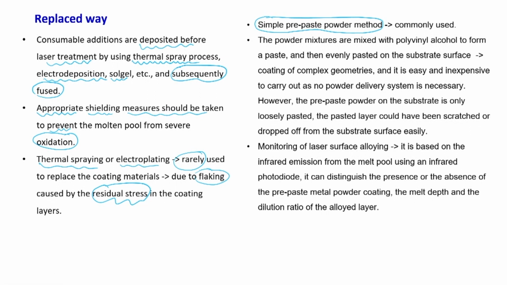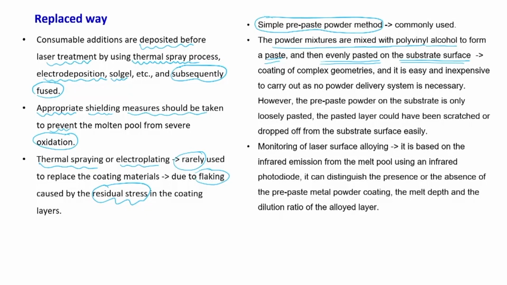So, instead of going for the complicated process such as the thermal spraying or the electroplating, we can go for the pre-paste powder method. In this method, the powder is getting mixed with polyvinyl alcohol to form the paste, and then we are evenly applying that paste over the substrate surface. Now, another advantage of pre-placing or pre-pasting the powder over the substrate material is that we can process geometrically complex work parts.